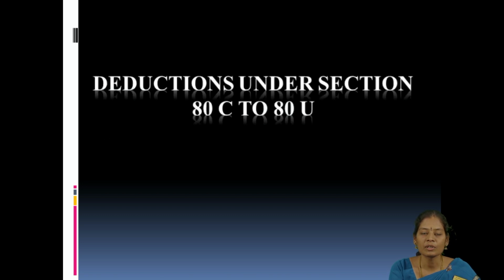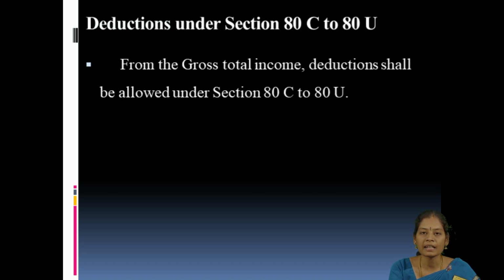In this session, we are going to discuss deduction under section 80C to 80U. Under income tax, we have to calculate gross total income. We have 5 heads of income: income from salary, income from house property, income from business and profession, income from capital gain and income from other sources. We get gross total income by adding up these 5 heads of income. From that gross total income, we have to deduct some deductions under section 80C to 80U and then we can get taxable income. Now we can go through these deductions 80C to 80U one by one elaborately.